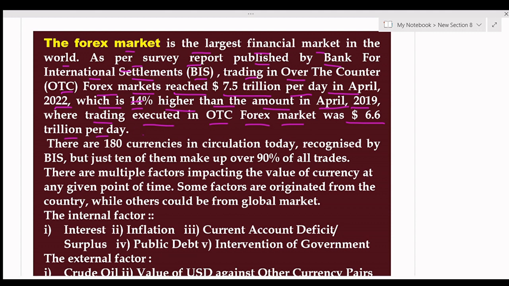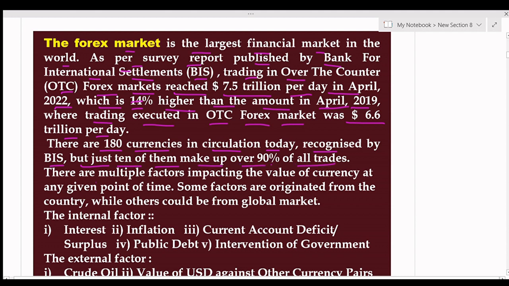Every three years, the Bank for International Settlements publishes this survey report. For example, in April 2016, the trading executed in OTC foreign exchange market was $5.1 trillion per day. Come to the point, there are 180 currencies in circulation today recognized by BIS. But just 10 of them make up over 90% of all trades.